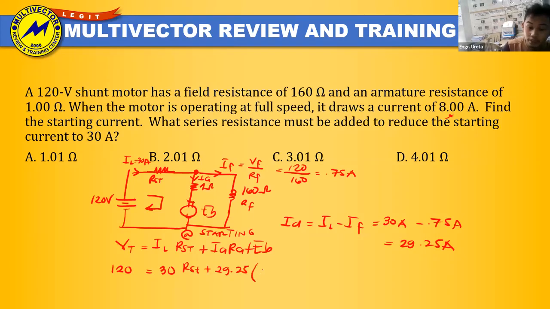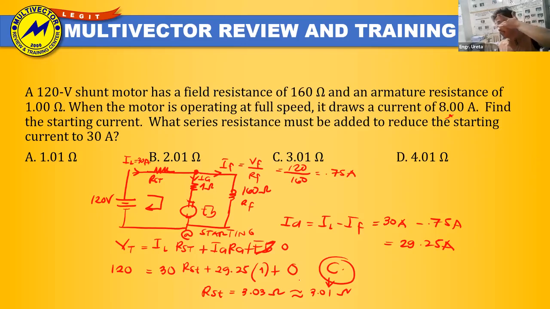RA ko, sir, is 1 plus back EMF ko. Okay, at starting, the back EMF is 0. Therefore, pag sinolve natin yan, the starting resistance is equals to 3.03 ohm, which is approximately 3.0. Okay, so ang tamang sagot, letter C. So letter C for problem number 97.